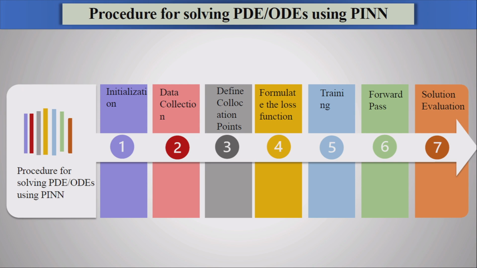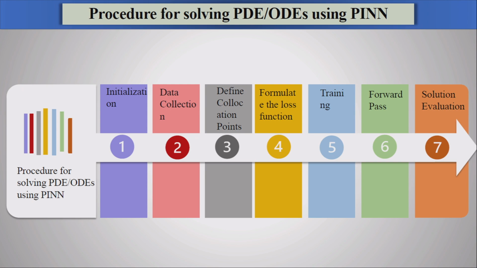See, what are the procedures to solve? I am explaining just how to solve the ODE. First, initialization. If your problem is second order with initial conditions, there is no question of initialization. But if it is not that, if it is a coupled fluid problem, you have to convert all the problems to initial value problems. That initialization has to be done. That's the first step. Then data collection: by a known numerical method, you have to collect the data. After collecting the data, define collocation points and formal loss function.